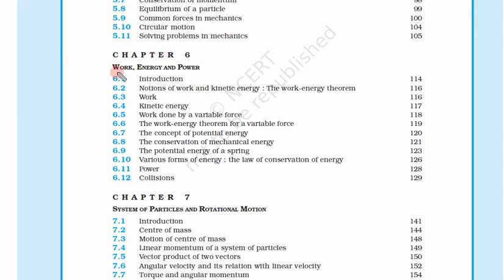Chapter 6 is work, energy and power. In this chapter we will learn what is called work according to physics, how this work is related to energy, and what is power. Power is simply energy consumed or energy generated per unit time, or work done per unit time, but we will see much more than that.